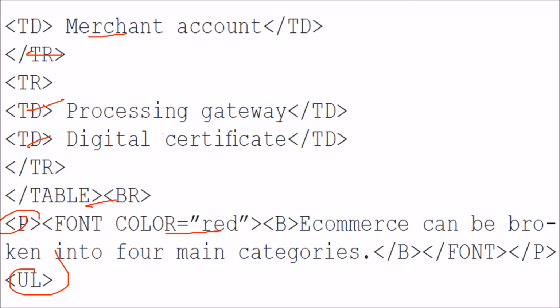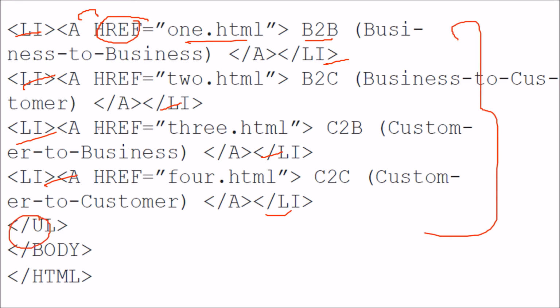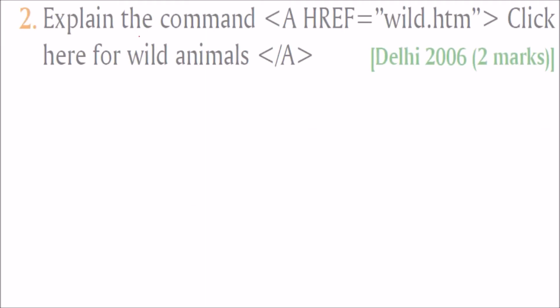Now we start the unordered list. This is the first list item, second, third, fourth. In this list we have an anchor, that is the href, which is 1.html. This is the thing which you will see on the web page. Similarly, all these 4. Close the unordered list, and the web page is created.